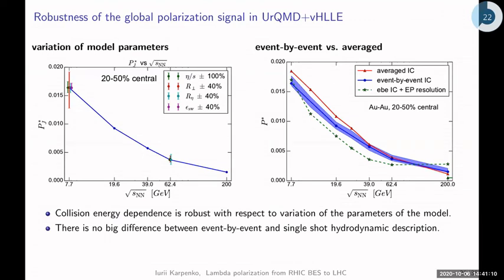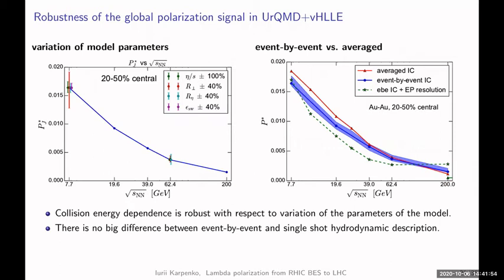So, okay, the last point for the global polarization is the robustness of the signal. In the calculation with UrQMD plus vHLLE, we were asking ourselves a question: the parameters of the calculation depend on the collision energy. So let's say the hydrodynamic starting time and the shear viscosity were taken to be dependent on the collision energy, and we wanted to check whether this collision energy dependence of other parameters is something which would modulate or create the trend for the polarization. And it turns out that it's actually not true.